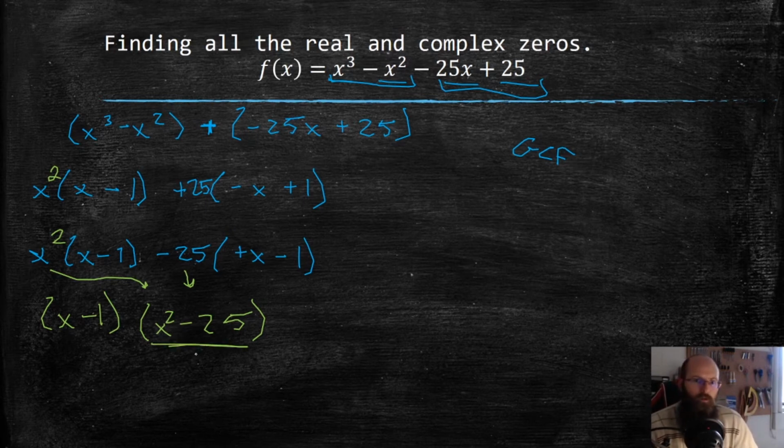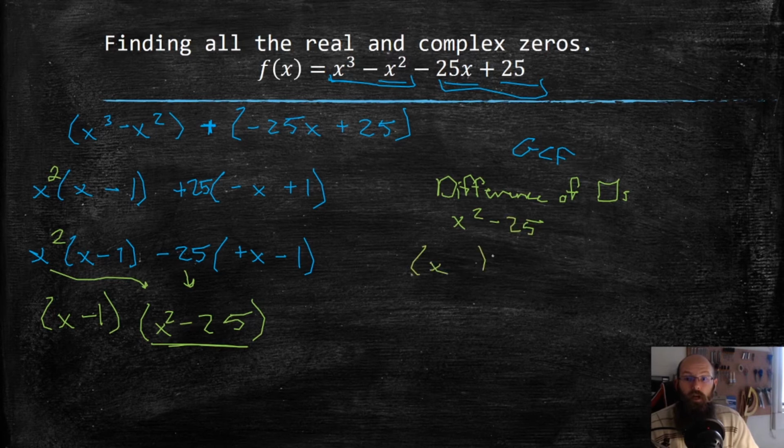That looks a lot like one of the 4 formulas I told my students to memorize. Remember which one it is? Can you tell? It's difference of squares. So x squared minus 25, that splits up into an x and a minus 5 and a plus 5. So let's do that. I have x minus 1 and an x plus 5, x minus 5.